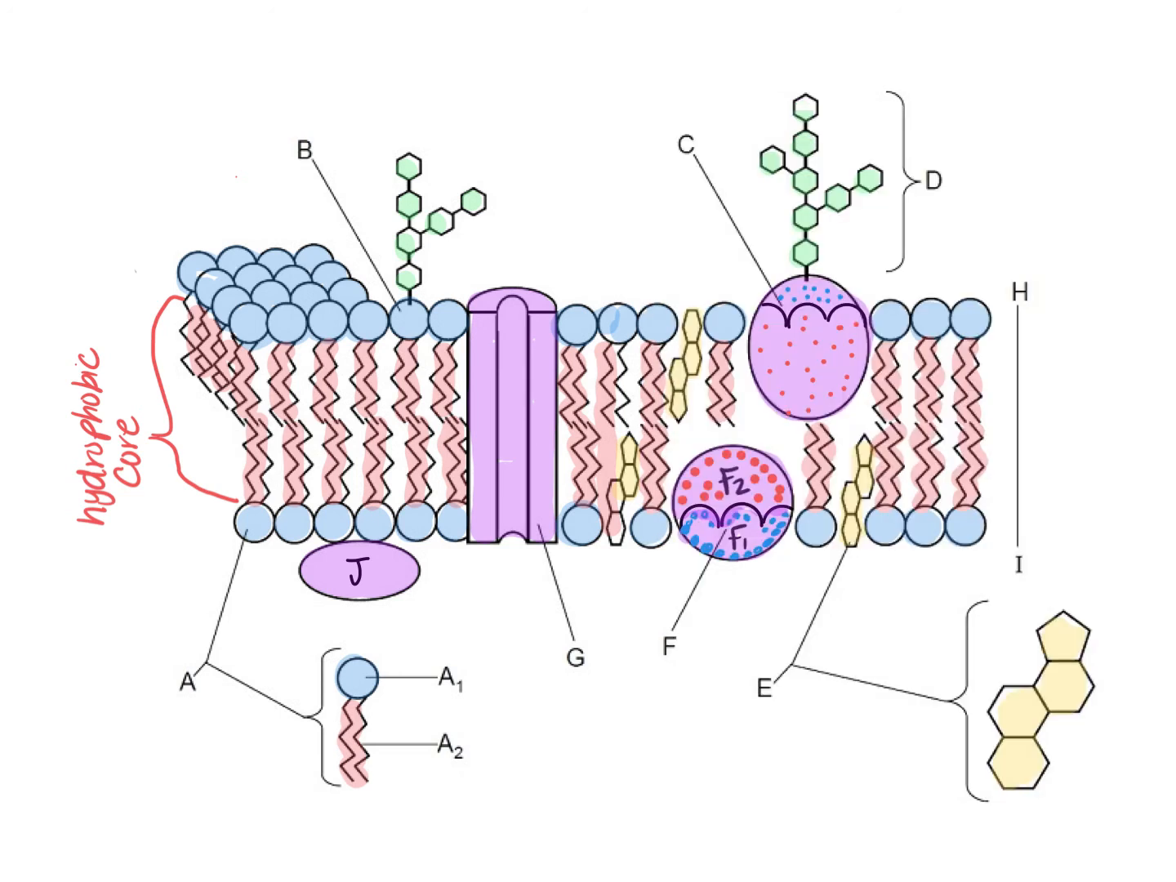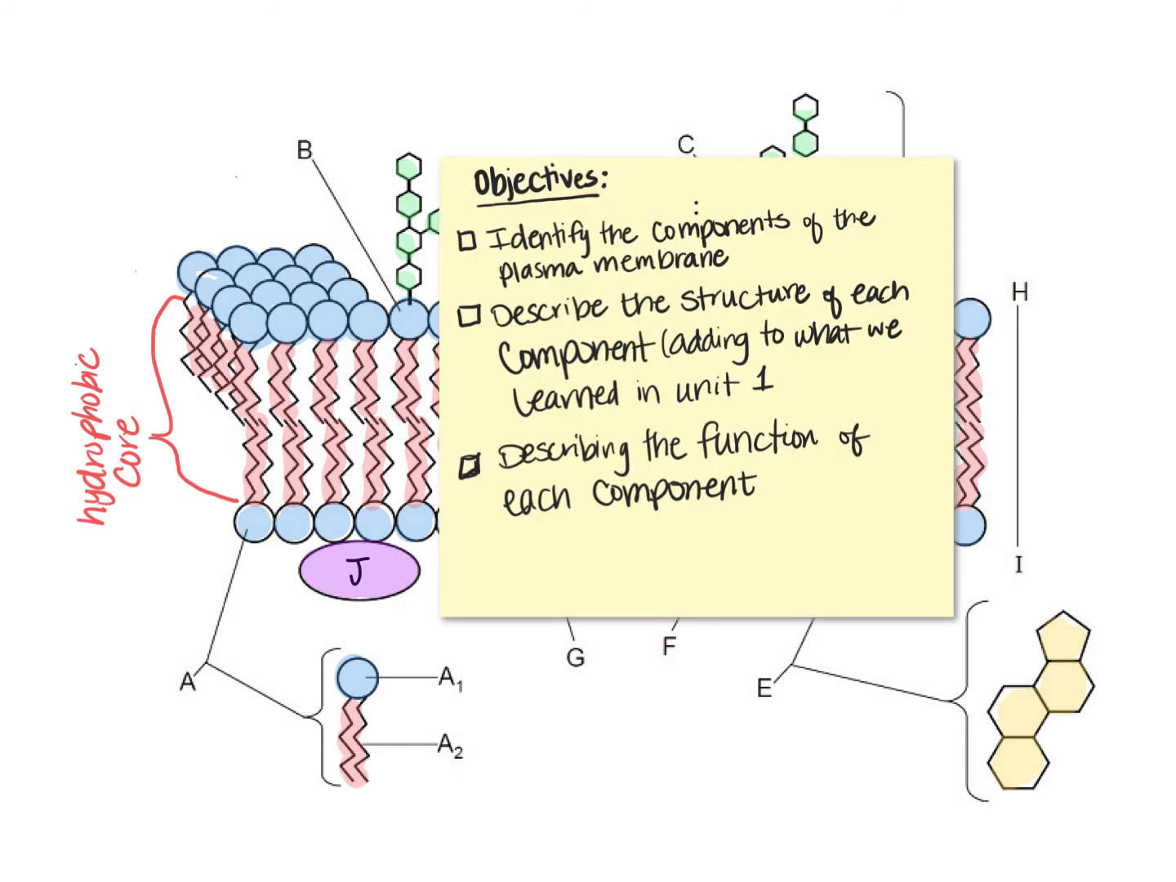All right, and that is the components of the plasma membrane. So keep in mind that this plasma membrane, what they're showing you here, H through I, is a bilayer, having 2 layers of phospholipids. And for each of these components, you need to be able to identify each of the components of the plasma membrane. Describe the structure of each component, adding to what we already had learned in Unit 1 about each of these macromolecules, and describe the function of each component of the plasma membrane.